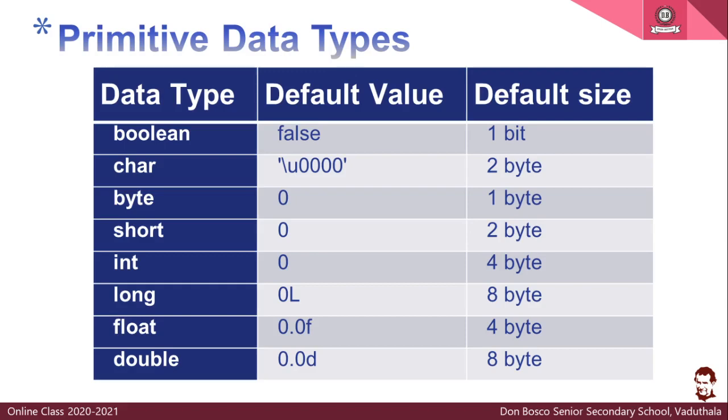Kindly note it. And the third column is representing the size. Boolean, 1 bit or 1 byte. What is the reason? Normally the compiler will allocate 1 byte, but it will use only 1 bit, that means 0 or 1. 1 means true, 0 means false. Then character 2 bytes, byte 1 byte, short 2 bytes, int 4, long 8, float 4 bytes, double 8 bytes. So please remember all these types.